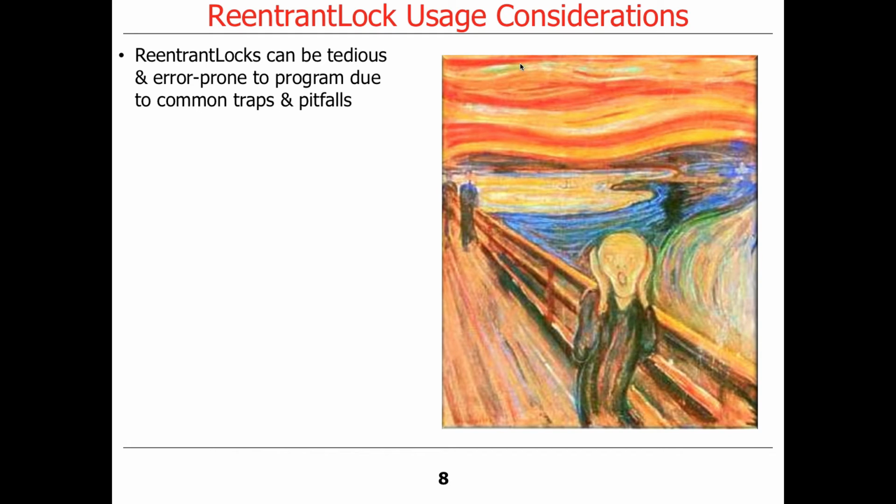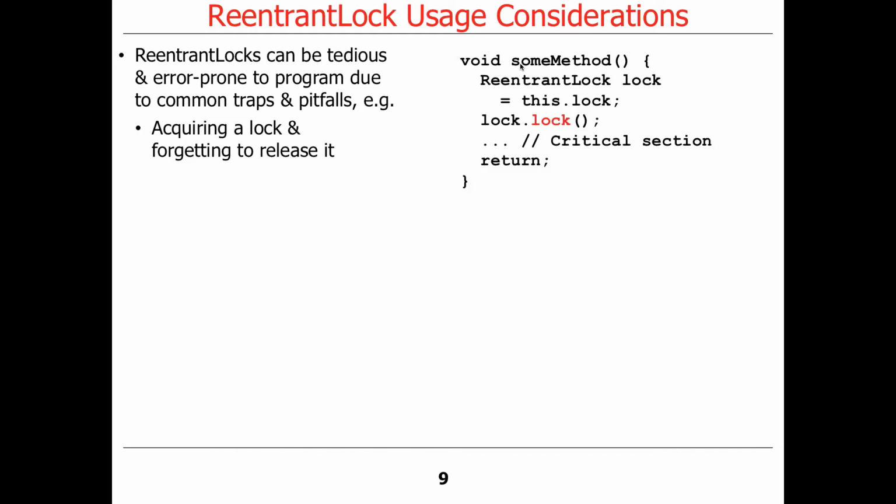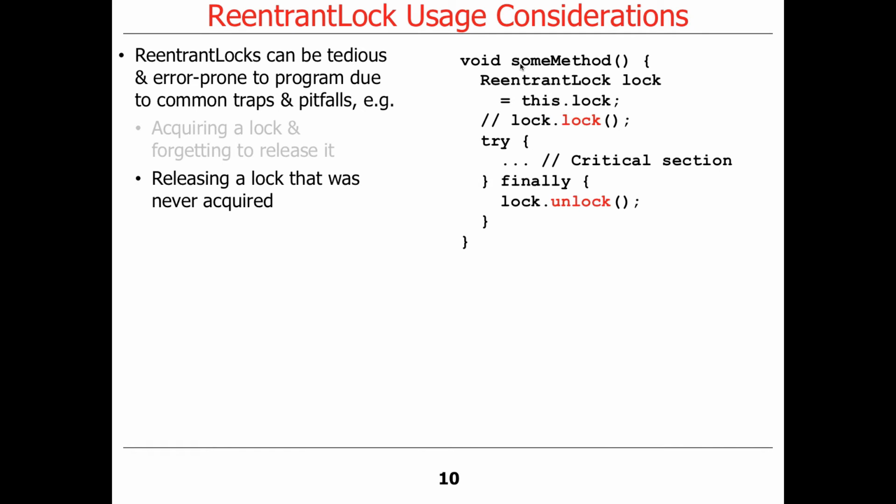ReentrantLocks can be tedious and error-prone to use due to a couple of traps and pitfalls. These are similar to the ones we talked about with semaphores. One thing to do is to forget to release a lock. So you have a lock acquired, and then you have some return statement, but you forget to release the lock. The easiest way to remember to do that, of course, is to use a try finally block.